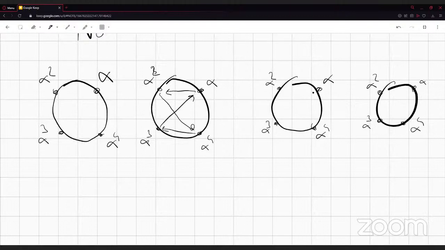The other one is that alpha goes to alpha cubed, alpha cubed goes to alpha to the 4th, alpha to the 4th goes to alpha squared, and alpha squared goes to alpha. The last one is that we swap alpha squared with alpha cubed, and alpha cubed goes to alpha squared, and then alpha goes to alpha to the 4th, and alpha to the 4th goes to alpha. This means that swapping conjugates of alpha in the ways given above will hold the equation true.